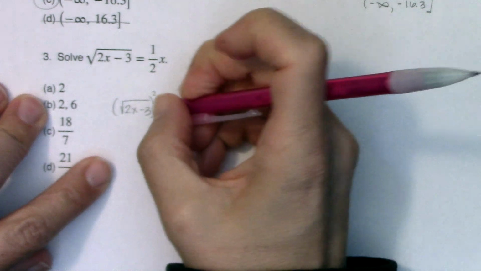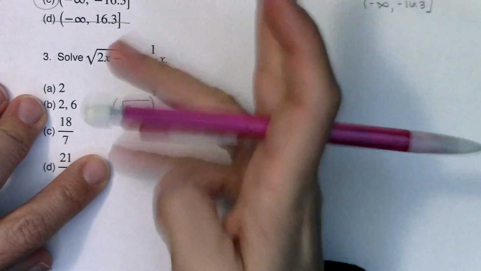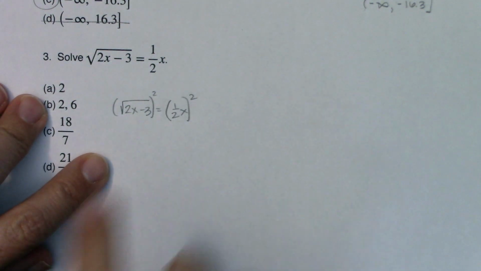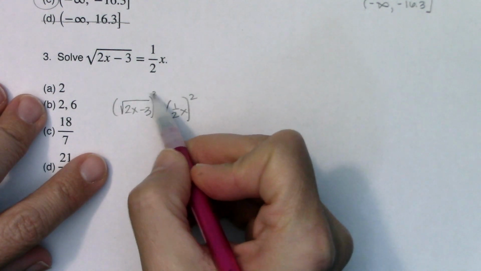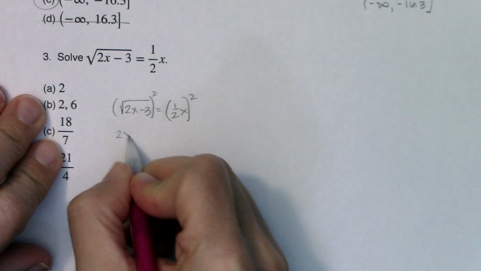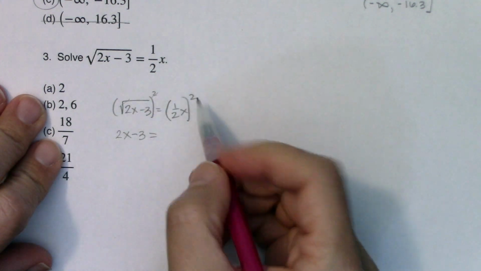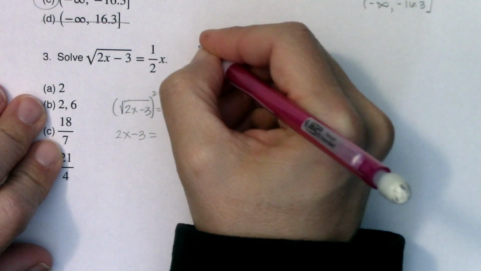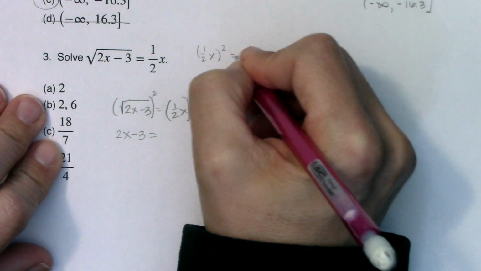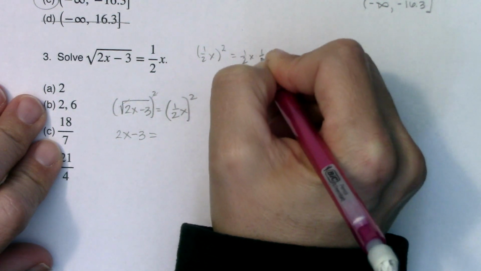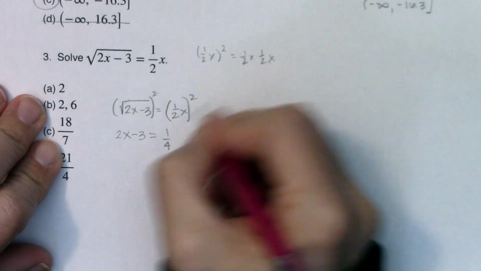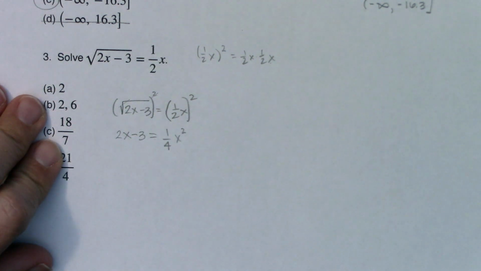Well, I just saw my equal sign kind of got folded into that. Let me make that a little clearer. Okay, and so when we have a square root of something squared, those are inverse operations of each other, so they're going to cancel, and that's going to leave me with 2x minus 3 here. And then we have to remember that if I write out 1/2 x squared, that's 1/2 x times 1/2 x. 1/2 times 1/2 is 1/4, x times x is x squared, right?